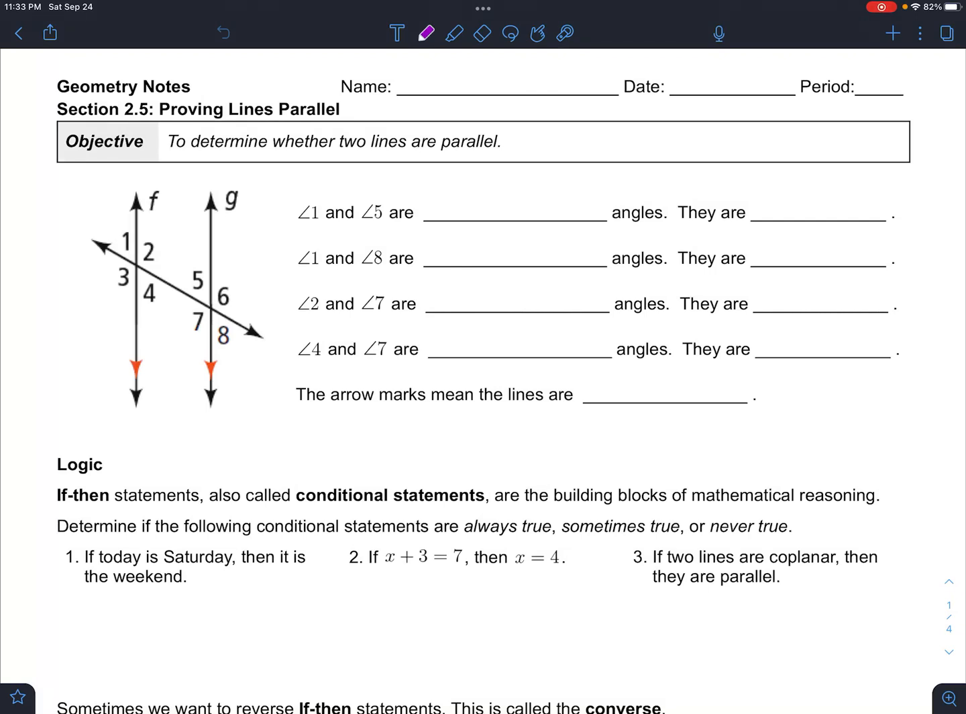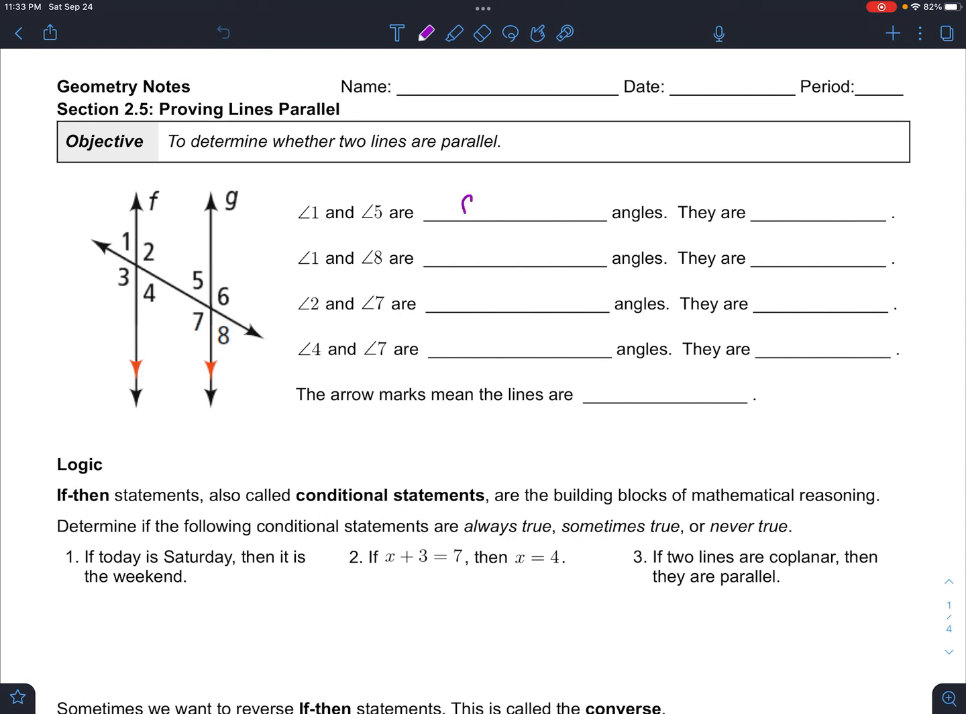All right, let's take a look at these notes talking about proving lines parallel. In the last section, we were taking parallel lines and showing properties from knowing that there are parallel lines. Now we're taking properties and showing that there are parallel lines from that. So it's the opposite way around. It's what's called the converse. So let's just go on with this review here.